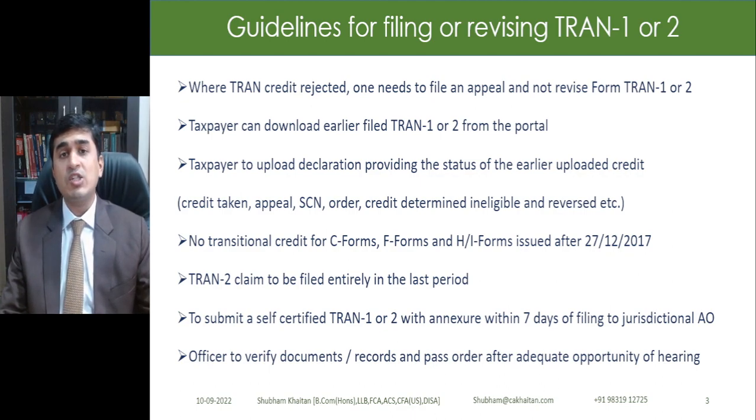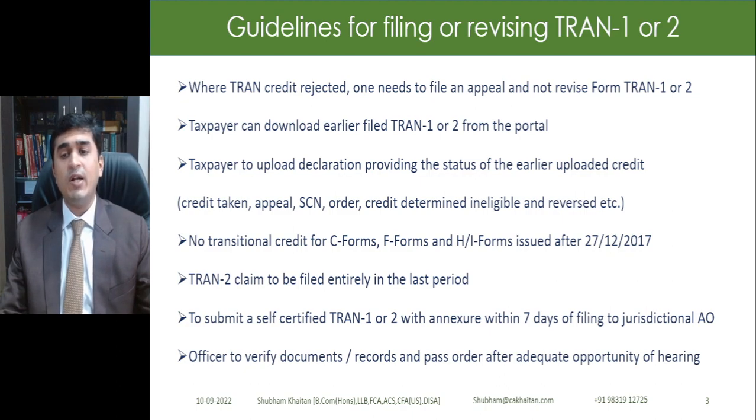Also, along with the transitional credit form which would be filed, one needs to also give a declaration before the department. That declaration will contain the status of transitional credit which is currently there for the assessee: how much credit he has taken, whether any adjudication has happened for that, whether any appeal is pending against it, if any order has been passed, any credit which has been ineligible and reversed. So all of this is required to be declared along with the revised form, so that all the proceedings with regard to transitional forms are available before the jurisdictional officer before he conducts the verification, right?